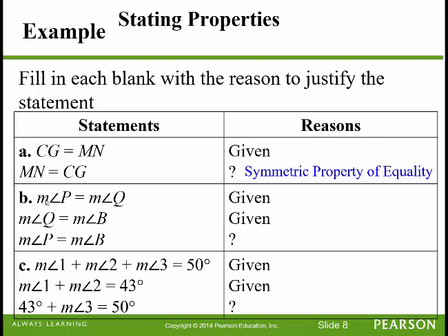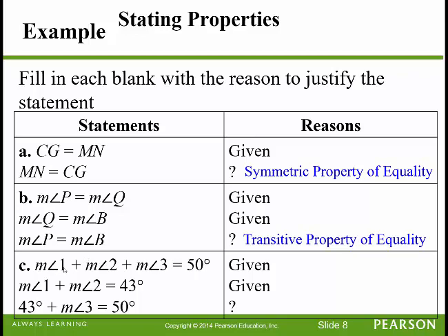Here, so the second one, measure of angle P is equal to measure of angle Q. That's given. Measure of angle Q is equal to measure of angle B. That's also a given statement. So how do we conclude that measure of angle P is equal to measure of angle B? Well, that's just that transitive property. Notice how the end and start are the same, so these two must be the same.